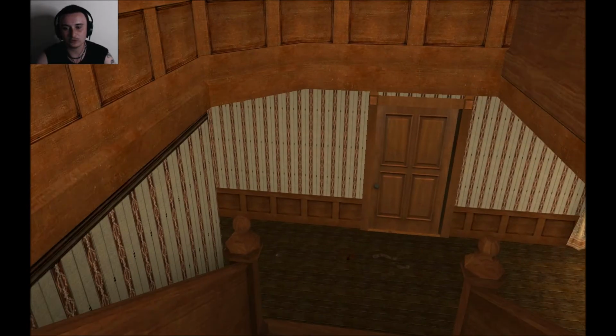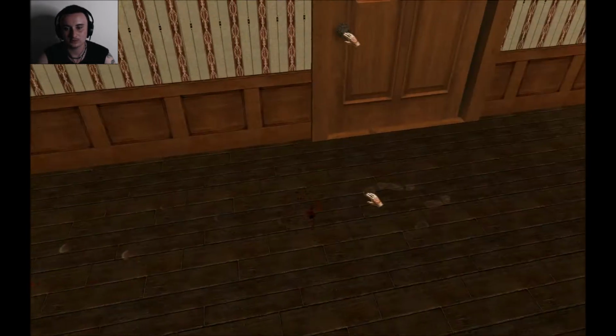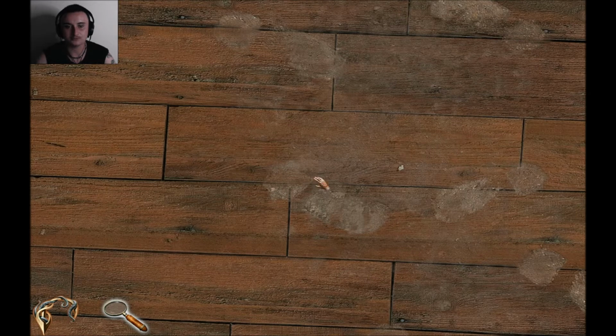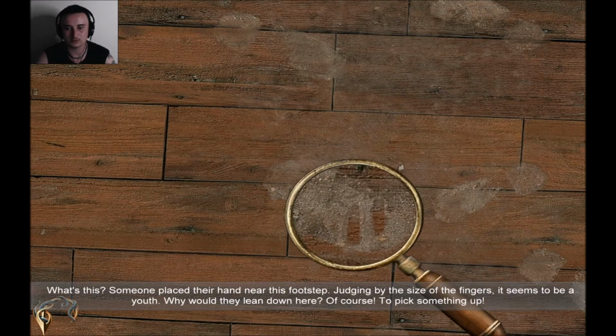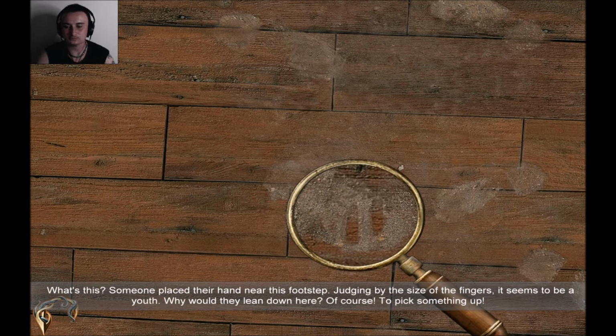We can also explore the courtyard outside. Oh, some footsteps here we haven't fully examined. What's this? Someone placed their hand near this footstep. Judging by the size of the fingers, it seems to be a youth. Why would they lean down here? Of course, to pick something up.